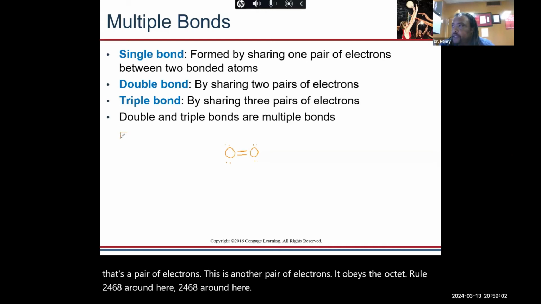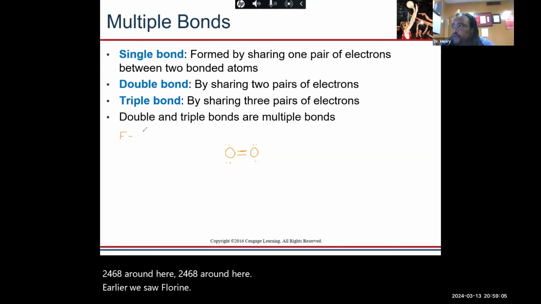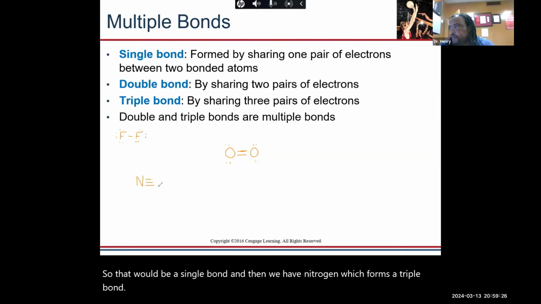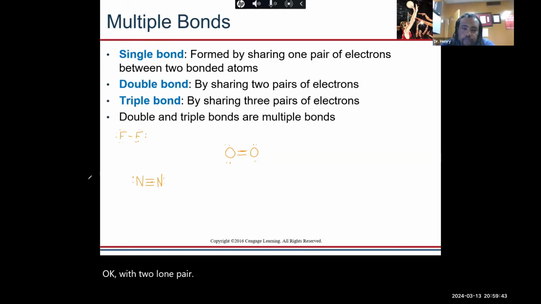Earlier we saw fluorine bonded to fluorine with its lone pairs on the outside. So that would be a single bond. And then we have nitrogen, which forms a triple bond, with a lone pair on each nitrogen.